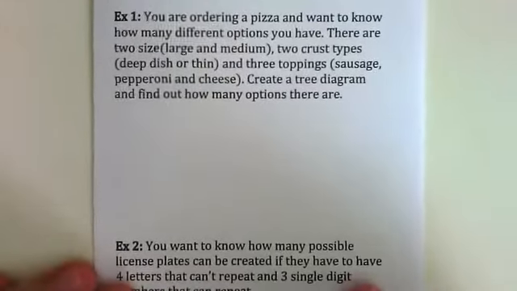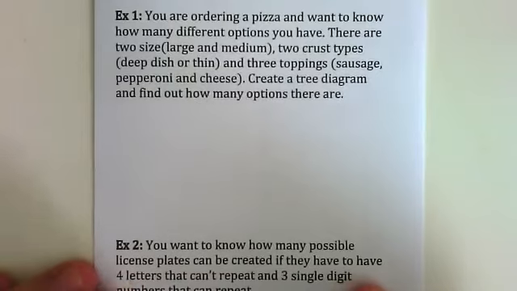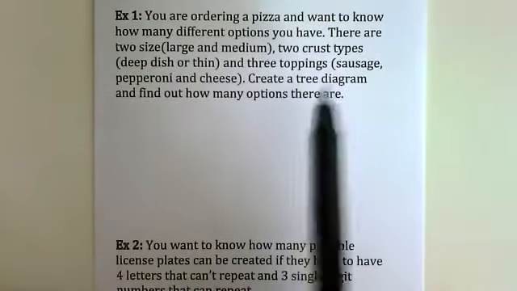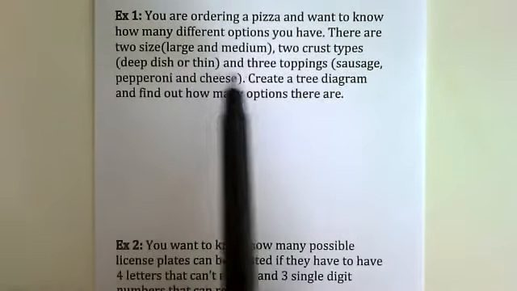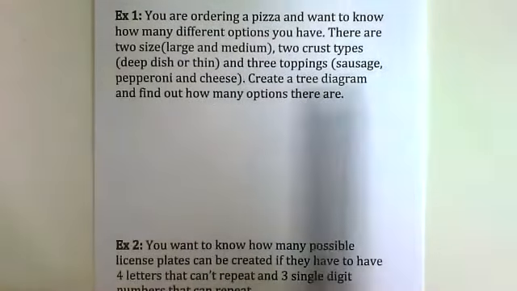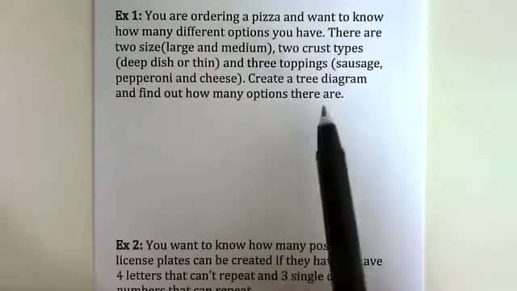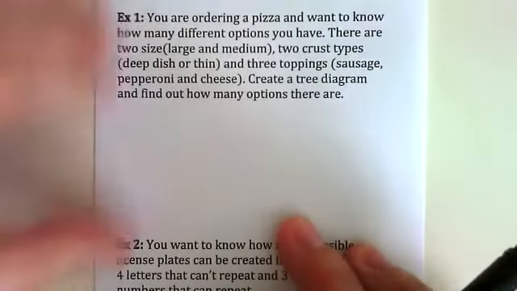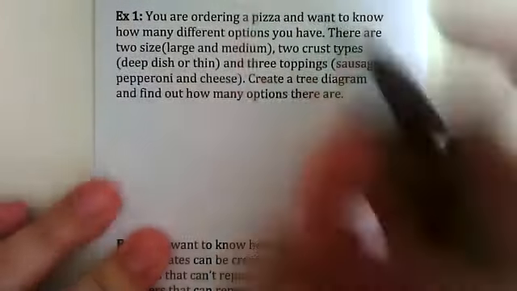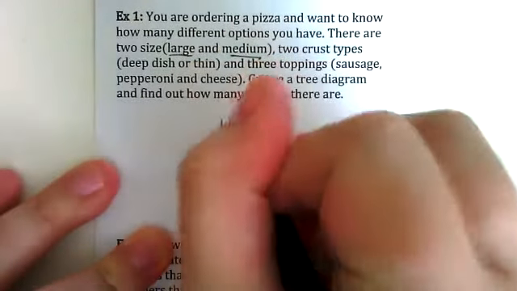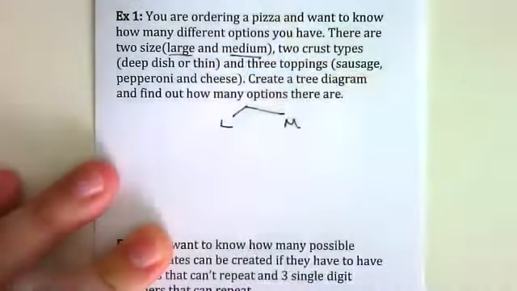So you're ordering a pizza and want to know how many different options you have. There are 2 sizes, large and medium. There are 2 crust types, deep dish or thin, and then 3 toppings, sausage, pepperoni, or cheese. So we're going to create a tree diagram and find out how many options there are. The first option that you have is picking the size. So you've got large or medium. So I could pick large or I could pick medium.